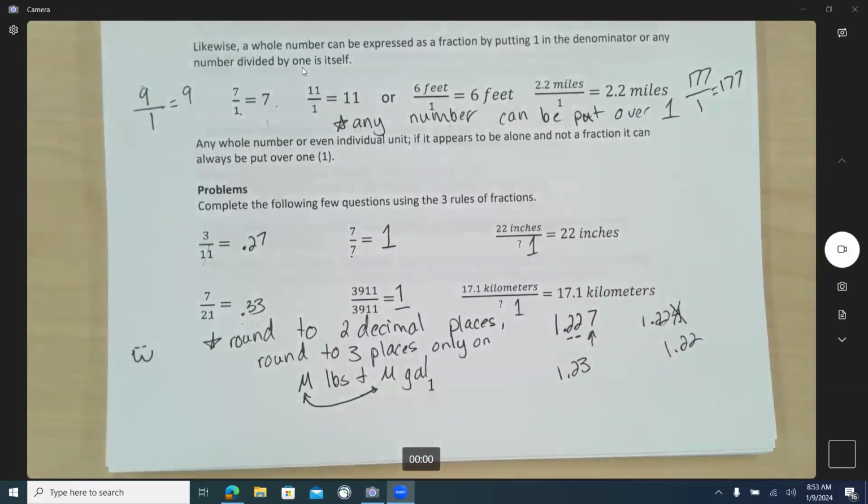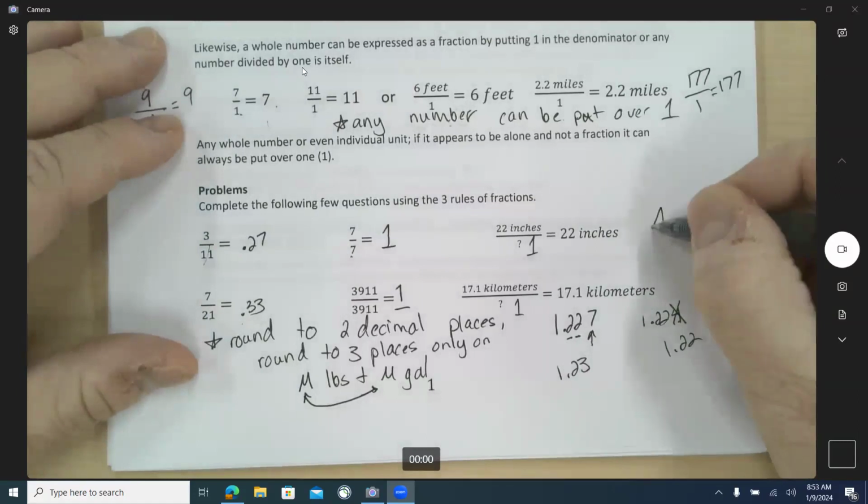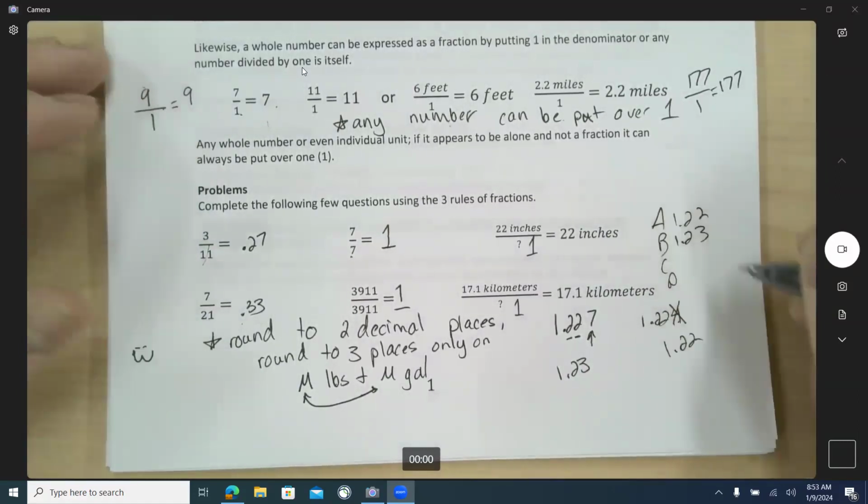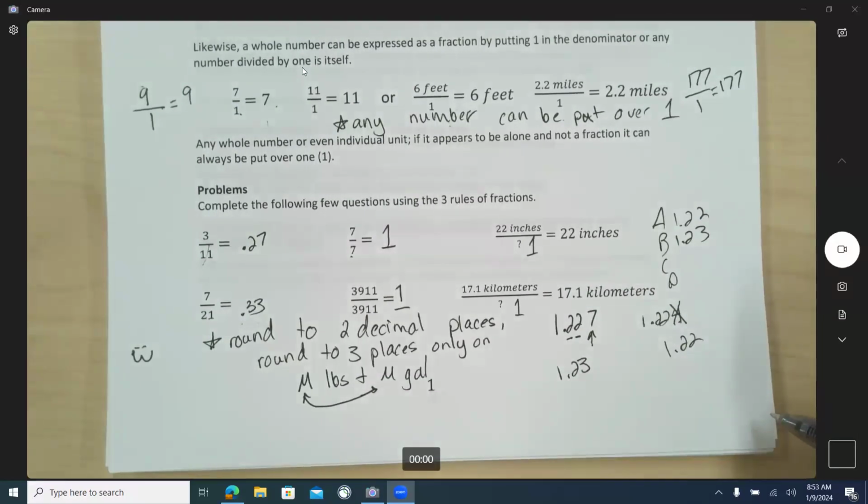Okay. Now here's the other kicker. Maybe some of you have taken the test, maybe some of you have not. On the tests, we do not put 1.22 and 1.23 and say, which one is it? We do not go A, B, C, and D and go 1.22 and 1.23. So you got to take your pick, right? We do not do that on the test.